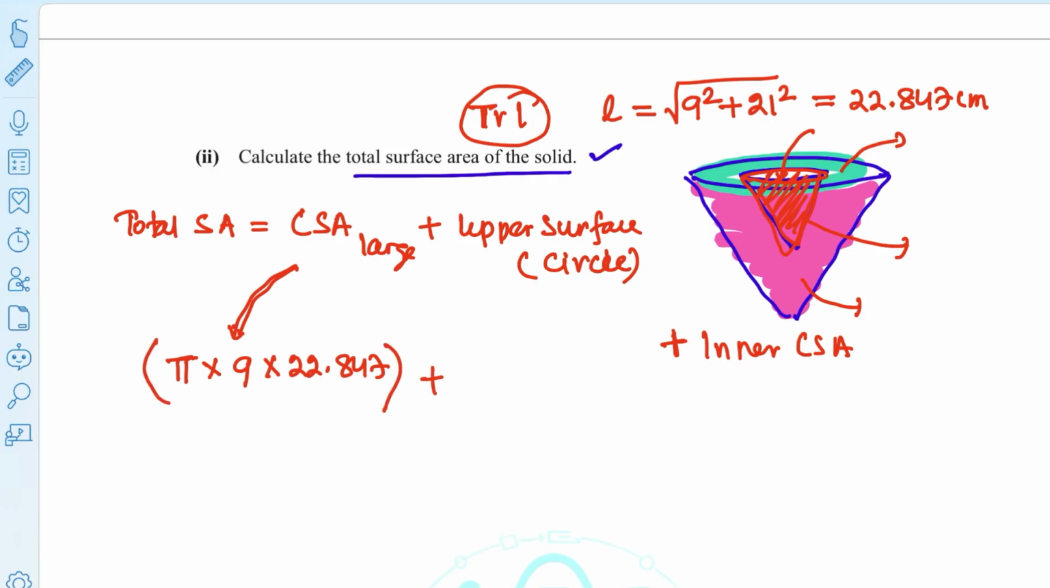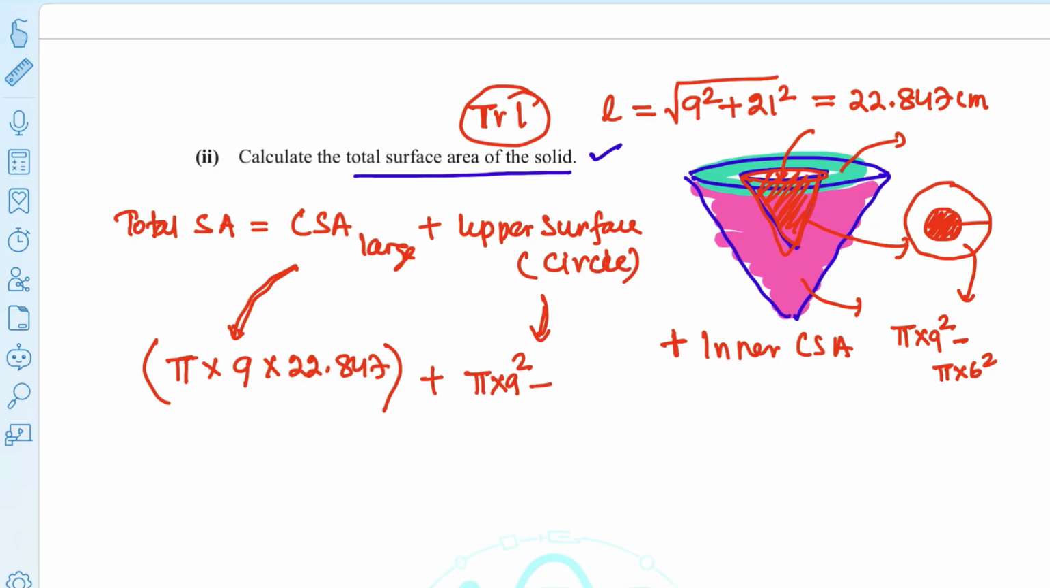Plus, now we have to find out the upper surface area of the circle. Be careful in this case. If you check the top view of the circle, it looks like this. This is the circle and this part is removed, right? This part is removed and the part which is left, that one is the upper surface area. So this is the bigger circle. We can say pi times 9 squared minus, because area of a circle, all of you know, is pi r squared, minus pi times the smaller one, 6 squared, because the smaller cone radius is 6 centimeter. That means I can put here pi times 9 squared minus pi times 6 squared. I hope you understood this part.